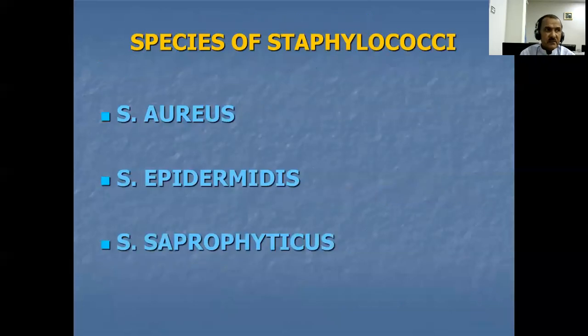As we discussed, there are three species of Staphylococcus: Staphylococcus aureus, Staphylococcus epidermidis, and Staphylococcus saprophyticus.